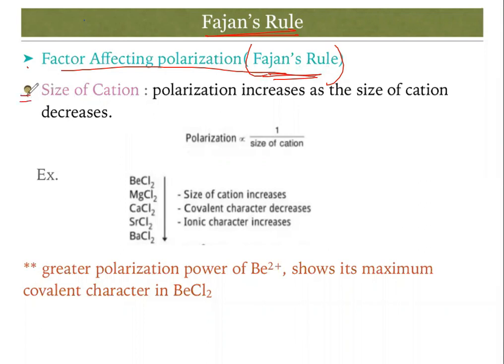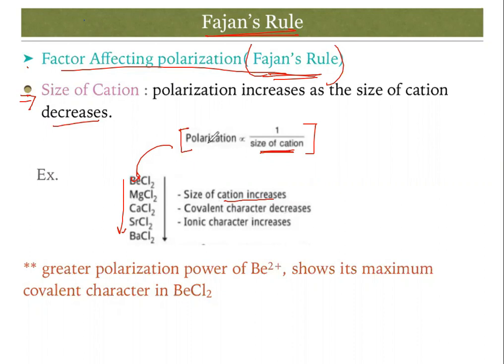First point, size of cation. Polarization increases as the size of the cation decreases. That means polarization is inversely proportional to the size of the cation. Remember, this is the size of the cation. We'll go to the example: BeCl2, MgCl2, CaCl2, SrCl2, BaCl2. What is the difference in these compounds? The difference is the size of the cation. The size of the cation increases down the group, right? So if the size of the cation increases, polarization decreases.